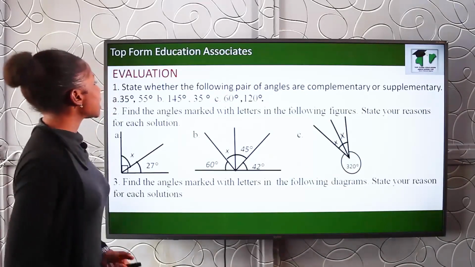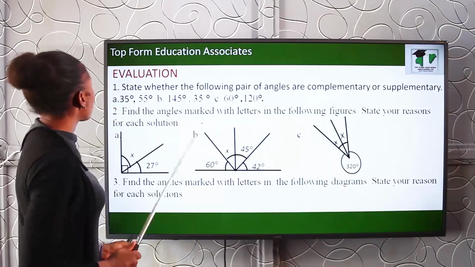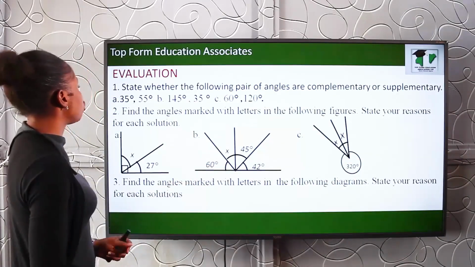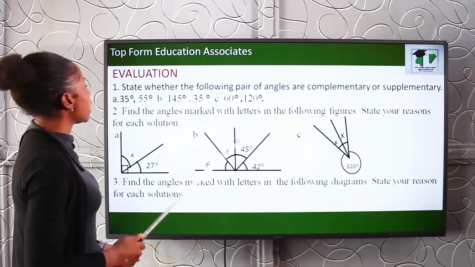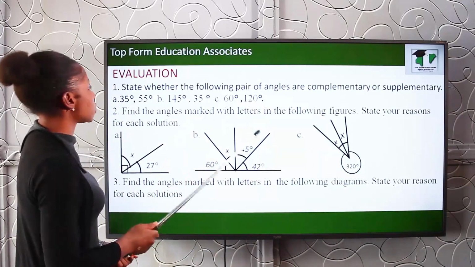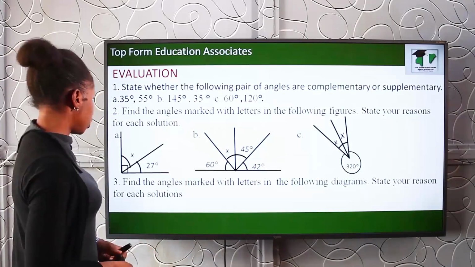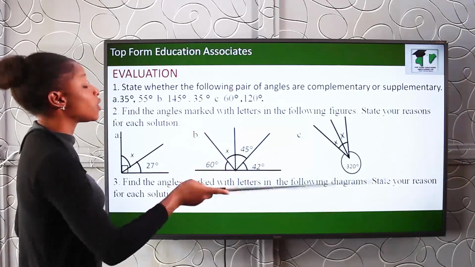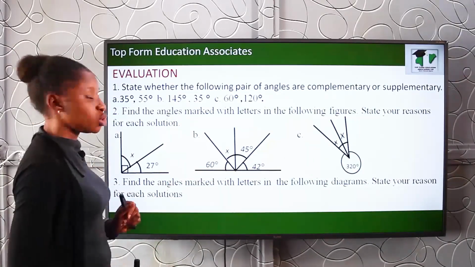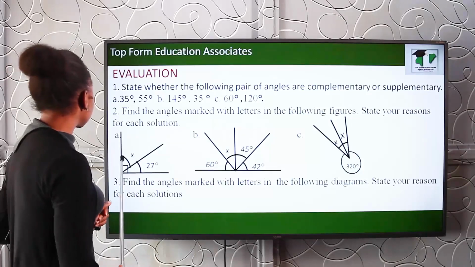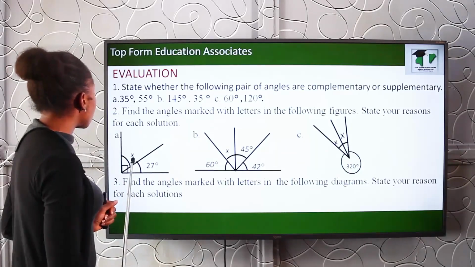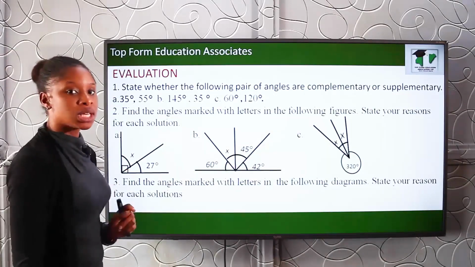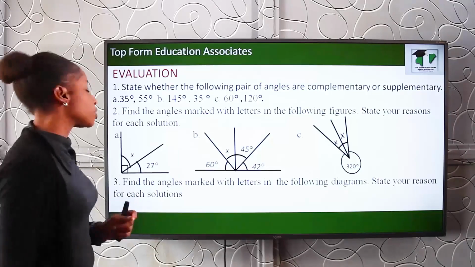Now, let's look at some evaluations. Number 1, state whether the following pairs of angles are complementary or supplementary. A, B, C, D. We are asked to state whether these angles are complementary or supplementary. Number 2, find the angles marked with letters in the following figures and state your reasons for the solution. Very important: you have to state your reason for the solution.